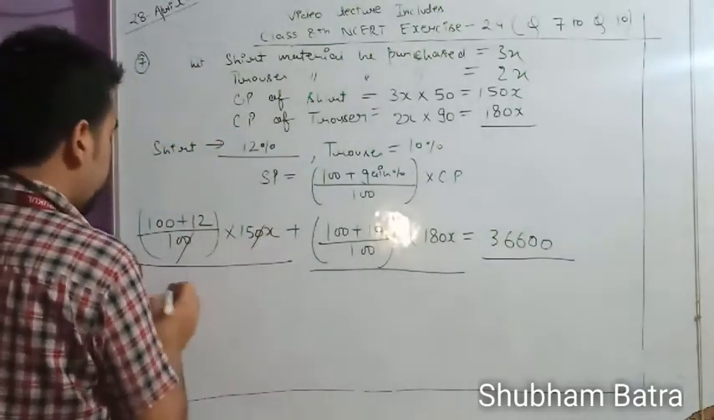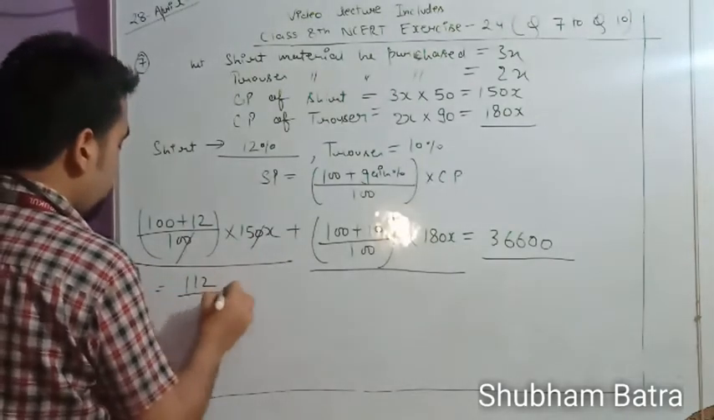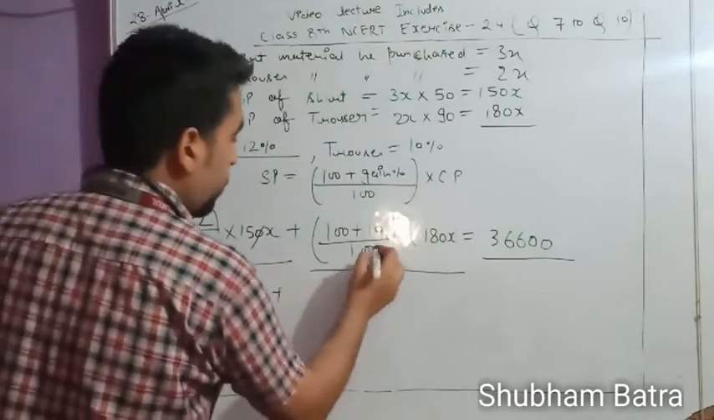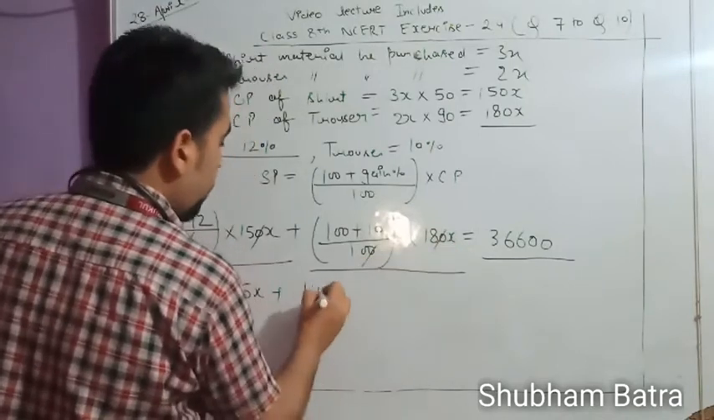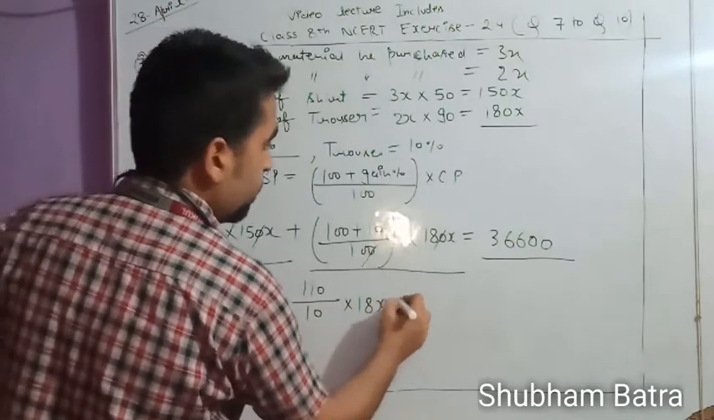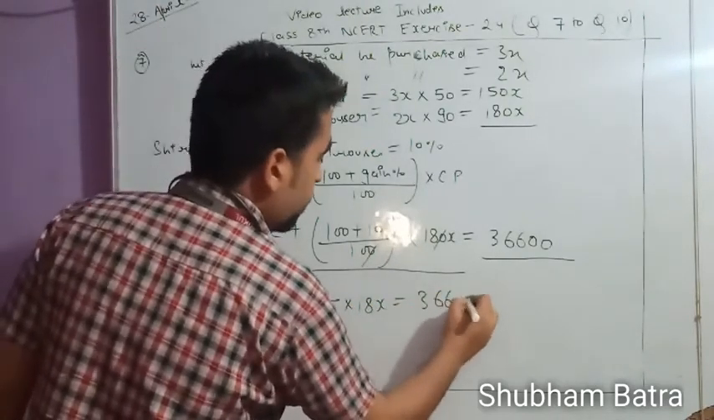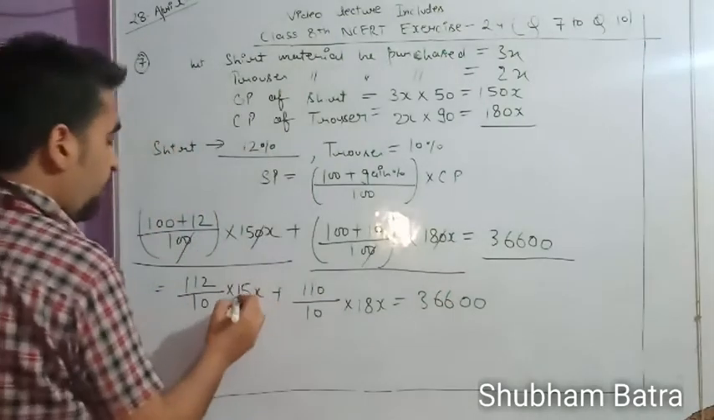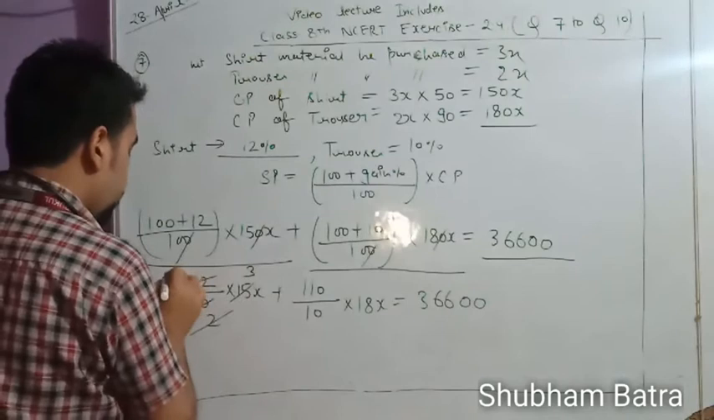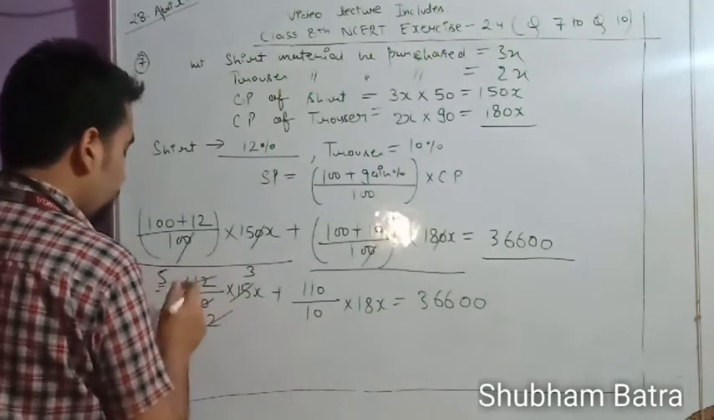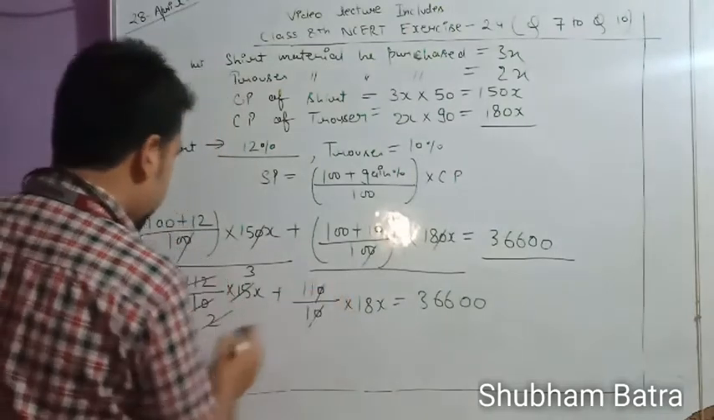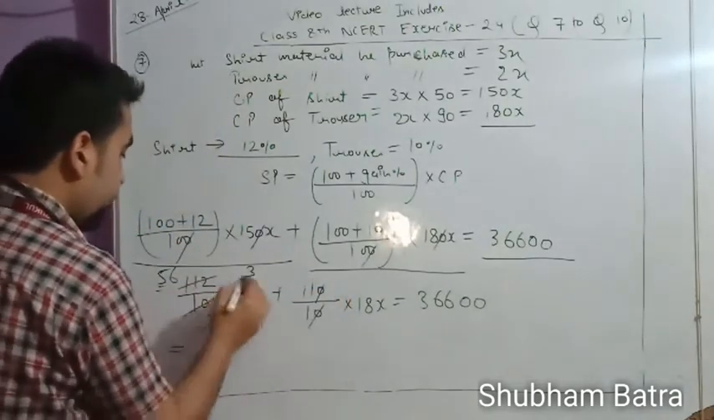0 and 0 get cancelled out. This will be 112 divided by 10 into 15x plus, 0 and 0 get cancelled out, 110 divided by 10 into 18x is equal to 36600. Now 5 by 5 we can cancel out. 5 3s are 15, 5 2s are 10. 1 moves there. 2 6s are 12. Now students, similarly 0 and 0 get cancelled out. So 6 3s are 18.